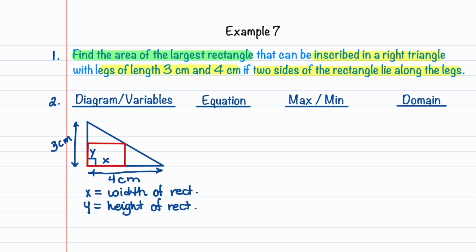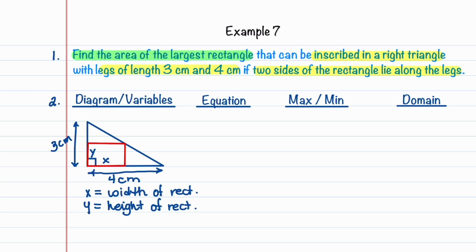Our second category is titled equation. What we need to do for this is find an equation that relates x to y. I think this one is difficult, and a lot of students struggle with this. So let me tell you exactly how we're going to do this. To find the equation that relates x and y, we're going to use similar triangles. If you've studied related rates, you might remember doing this when you had water going into a cone.